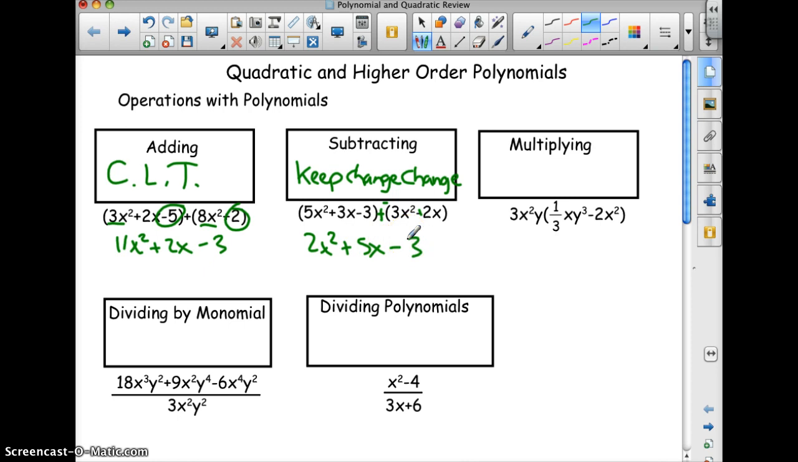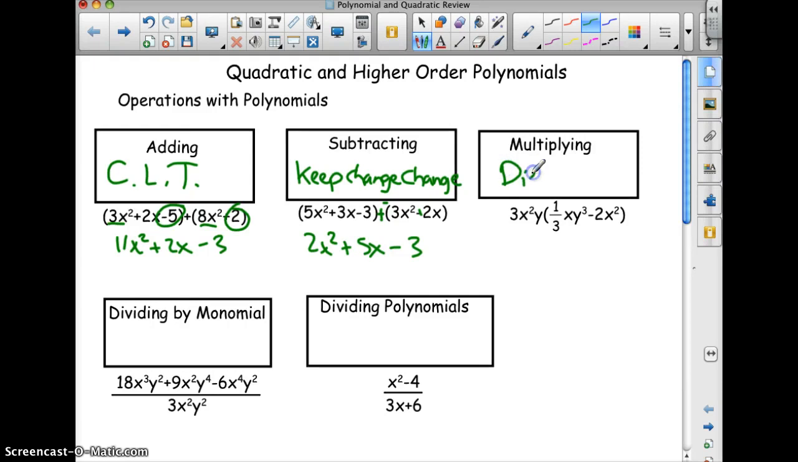The most common mistake is people will just subtract the 3x squared, unless it's written with the parentheses. You know, the typical question is, I think the one we had on the Regents was, if 3x squared minus 2x is subtracted from 5x squared plus 3x minus 3.